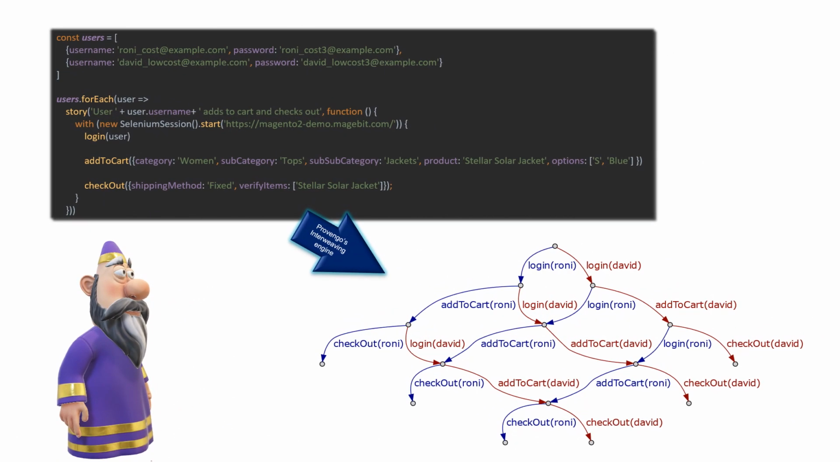Our first test of the Magento store is similar to the example we have just seen. We define an array containing properties of two users. Then, we loop over it to create two similar stories. Each story specifies a linear sequence of events for login, then add to cart, then checkout for one of the users. As before, the tool automatically interleaves the stories to generate a test plan for the online store.